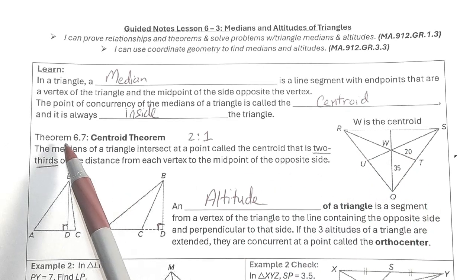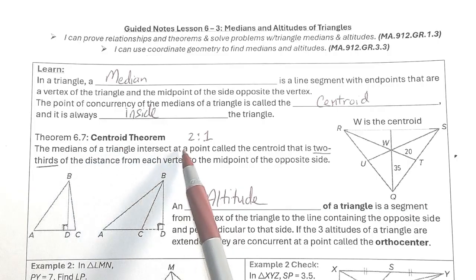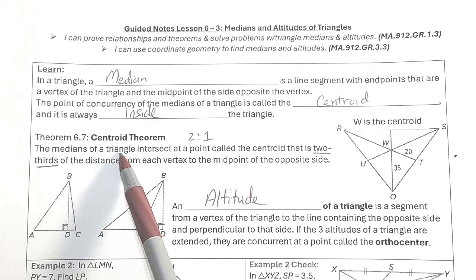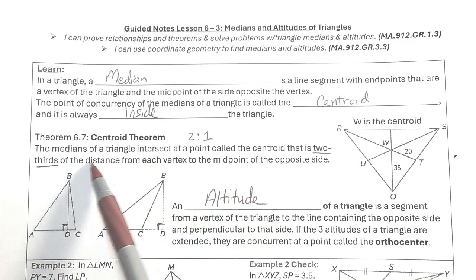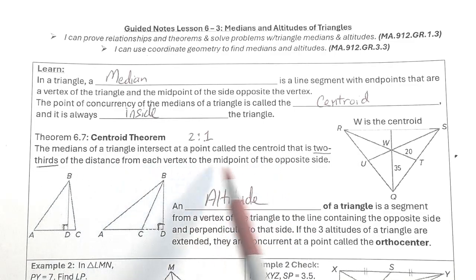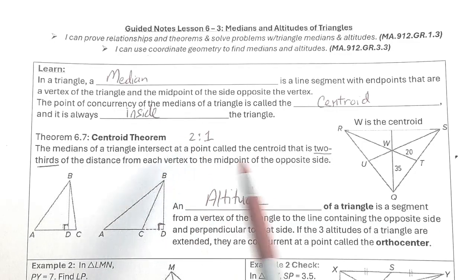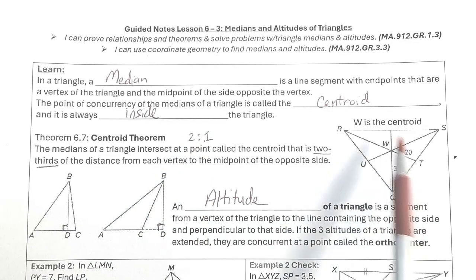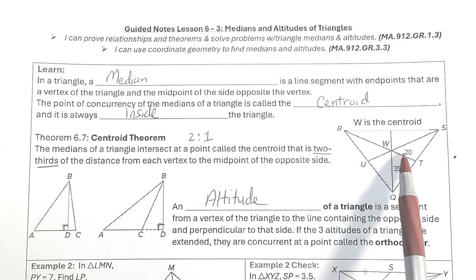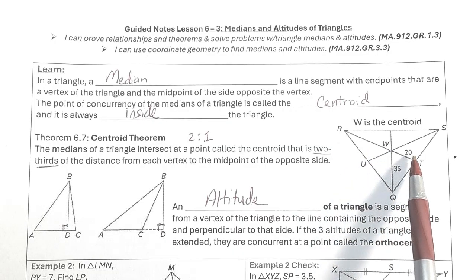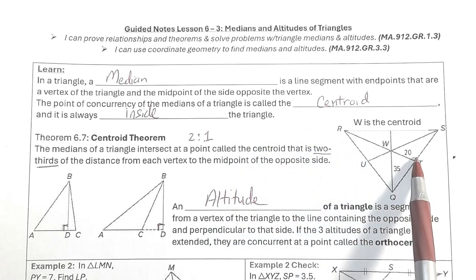So theorem 6.7, centroid theorem. The medians of a triangle intersect at a point called the centroid that is 2/3 the distance from each vertex to the midpoint of the opposite side. So that is a ratio of 2 to 3. Over here in our example, W is the centroid, so our distance from the vertex to the midpoint of the opposite side is 2/3.